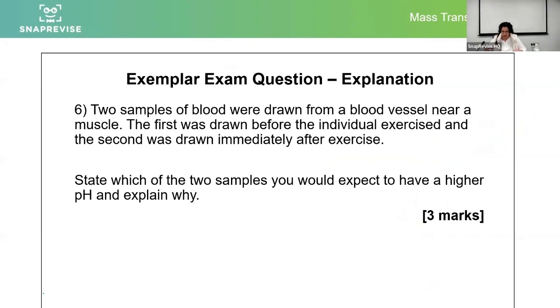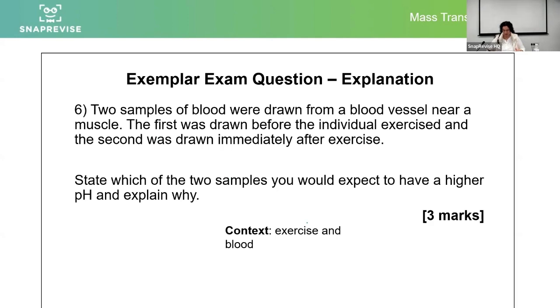2 samples of blood were drawn from a blood vessel near a muscle. The first was drawn before the individual exercised, and the second was drawn immediately after exercise. State which of the 2 samples you would expect to have a higher pH and explain why.